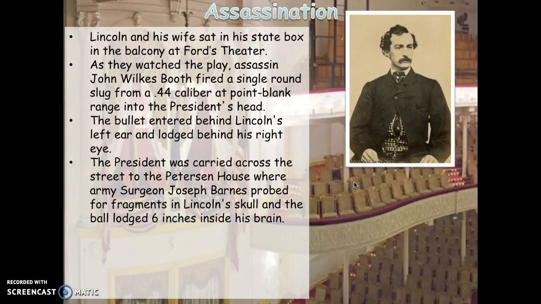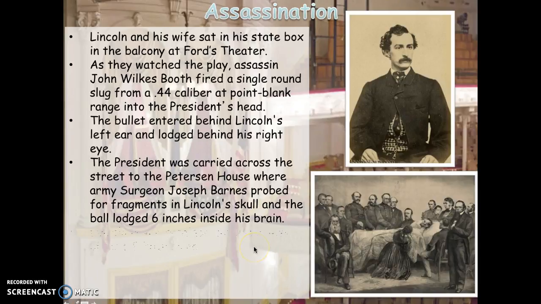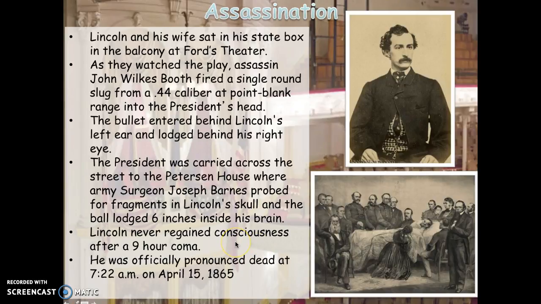The bullet entered behind Lincoln's left ear and lodged behind his right eye. The president was carried across the street to the Peterson house, where Army Surgeon Joseph Barnes probed for fragments in Lincoln's skull, and the bullet lodged 6 inches inside of his brain. Okay, Lincoln never regained consciousness. He was in a coma for 9 hours before he was officially pronounced dead at 7:22 a.m.